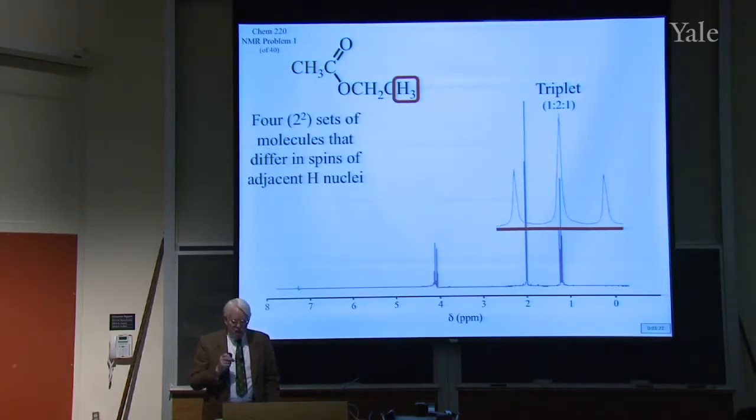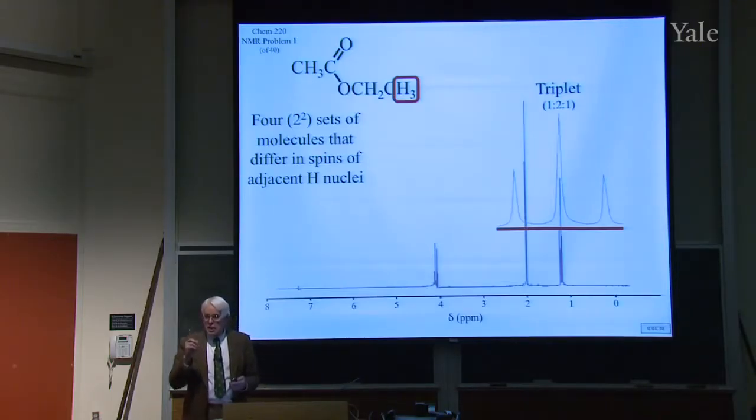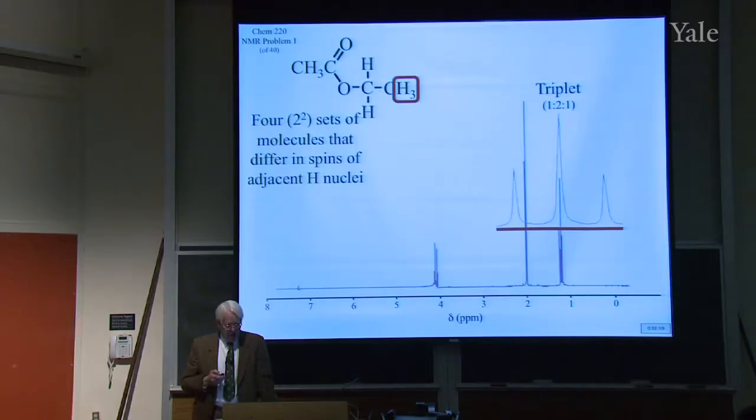Now, why is that? Those are the CH3 protons of the methyl group, right? But adjacent to it, there are 2 other protons in the vicinity, right? And each of those can be oriented either with or against the field. So there are 2 of them, each can be with or against the field. So there are 4 different ways to do it, okay? 2 to the 2. So they're different molecules which have different orientations of next door protons. Now let's think about those.